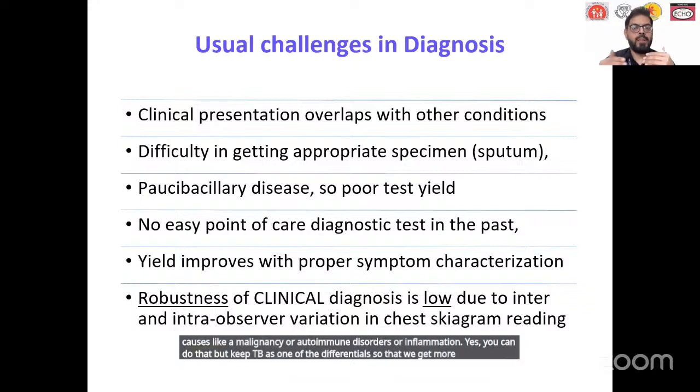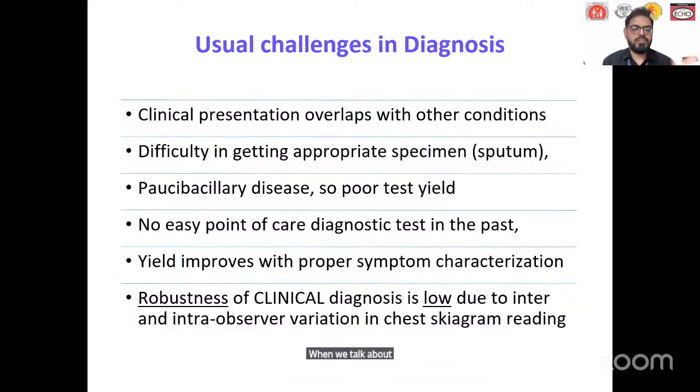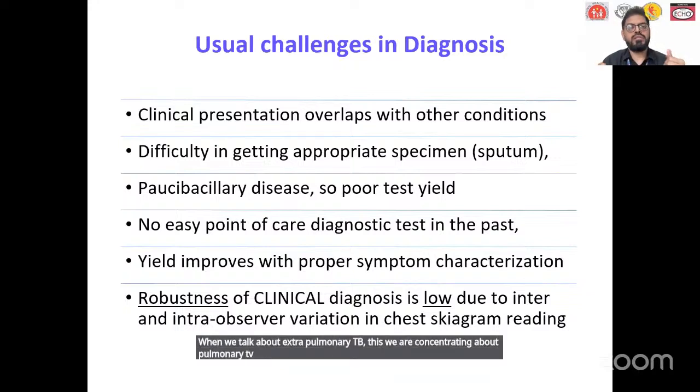When we talk about extrapulmonary TB, here we are concentrating on pulmonary TB. Like we know, extrapulmonary TB affects any organ: CNS, heart, lymph nodes, abdomen, kidney, everything. The commonest extrapulmonary TB is lymph node TB. Any swelling which is coming up in any part of the body, most commonly lymph node TB, comes up in the cervical region, or maybe the axillary or inguinal region.